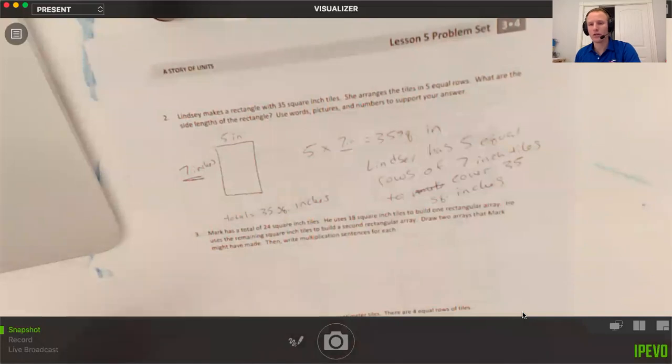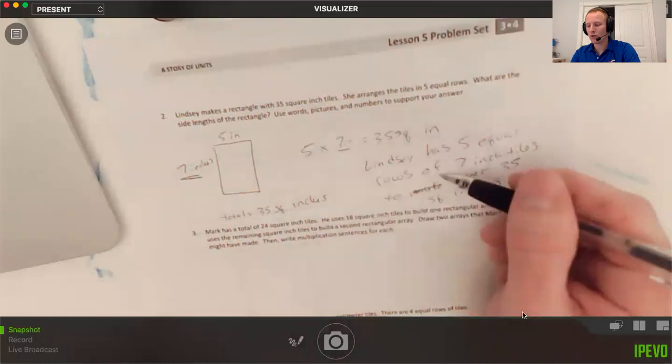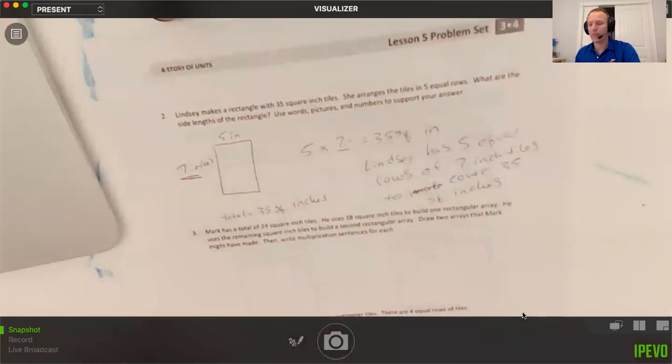Don't take shortcuts, right? It says words, pictures, and numbers. So make sure you have words, pictures, and numbers.